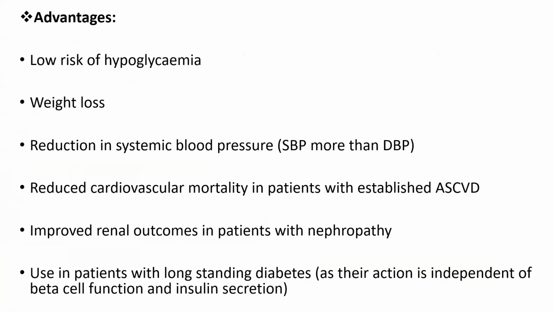So like I said, there is a reduction in the systemic blood pressure, and generally it has more effect on the systolic blood pressure than the diastolic. The initial reduction is due to volume depletion and the diuretic effect. In the long term, the blood pressure stays lower due to inhibition of the renin angiotensin system and the weight loss. So we say this is ideal for diabetic patients with hypertension and obesity.